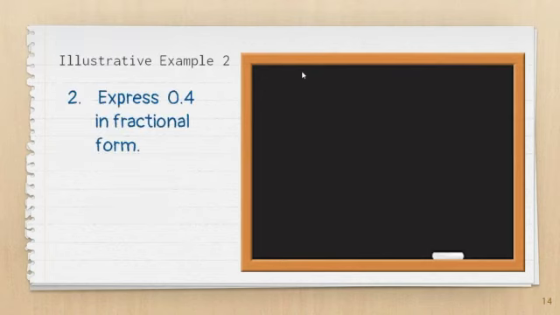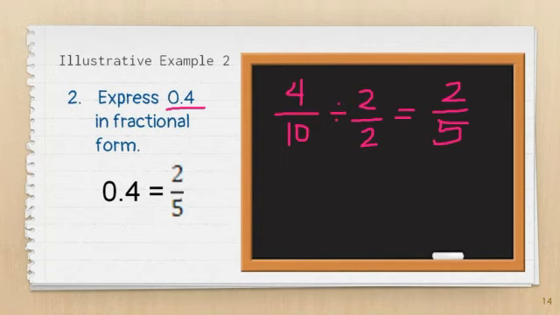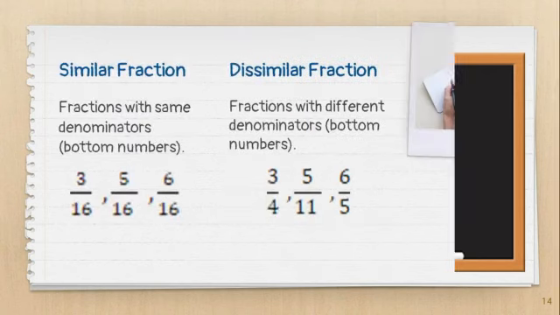Let's have number 2. Express 0.4 in fractional form. So, we have decimal na 0.4. Gagawin daw natin siyang fraction. So, basa natin dyan ay 4 tenths. Ibig sabihin, I have 4 over 10. So, tingnan natin, ano pa bang pwede nating i-divide kay 4 and kay 10? Still, we can divide this by 2. So, we have 4 divided by 2, so that's 2. 10 divided by 2, that is 5. So, final answer, we have 4 tenths is equal to 2 over 5. So, ganun tayo maglipat ng fraction to decimal and decimal to fraction.